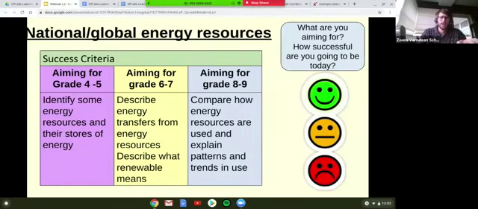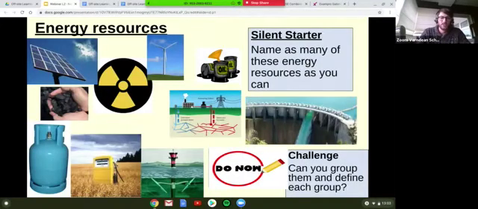We're going to compare how energy resources are used and explain some of the patterns and the trends in how people use them or how different countries are using them. And there's been a couple of different incentives that have been released in Britain about that actually recently. So I'm just going to mention those later. So the second target actually does relate to the challenge question here. And I'm going to go through some of these energy resources with you now.